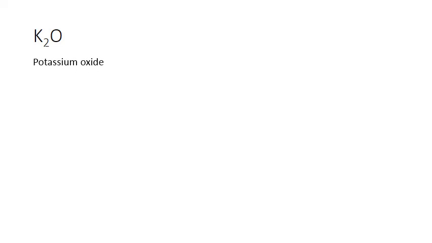Potassium oxide is a unique example because usually when you're doing Lewis structures, no metals are involved. This one has a metal involved. That's something you want to keep in mind as you're drawing its Lewis structure. So we have two potassiums and one oxygen.